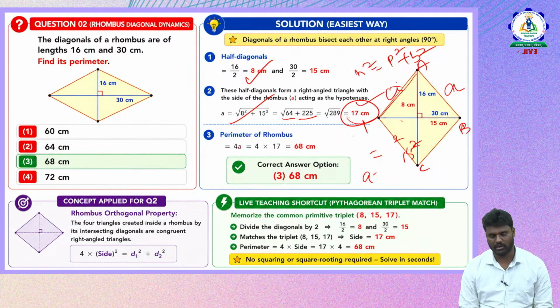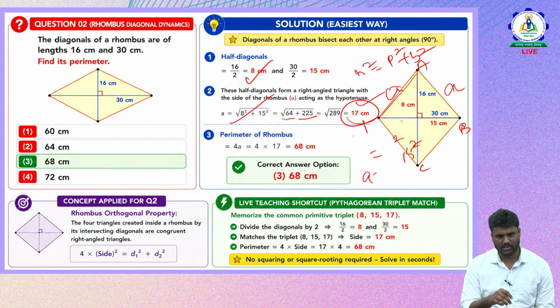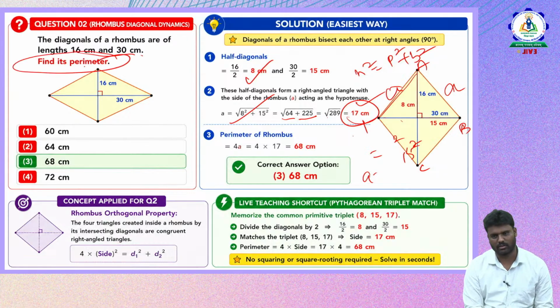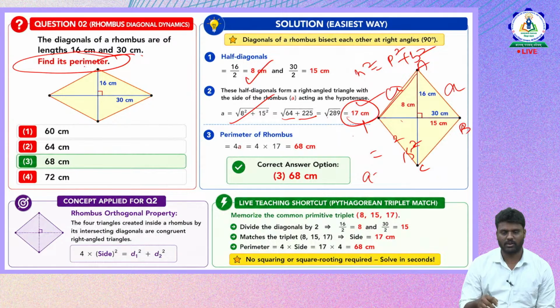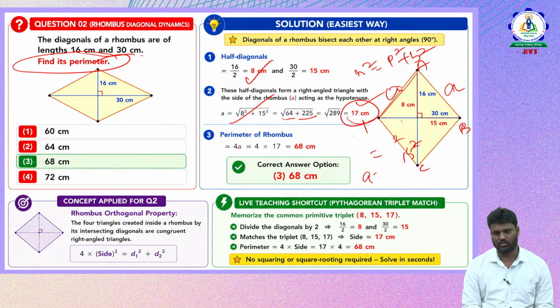Now what we need to identify is the perimeter of the rhombus. They have given the two diagonals, and we need to identify the perimeter. What is the perimeter of the rhombus? The formula is 4 into A, where A is the side, which from the Pythagoras theorem, from the right angle triangle, we identified as the hypotenuse value. So now let us apply that into the perimeter formula. 4 into 17, 17 4s are 68.